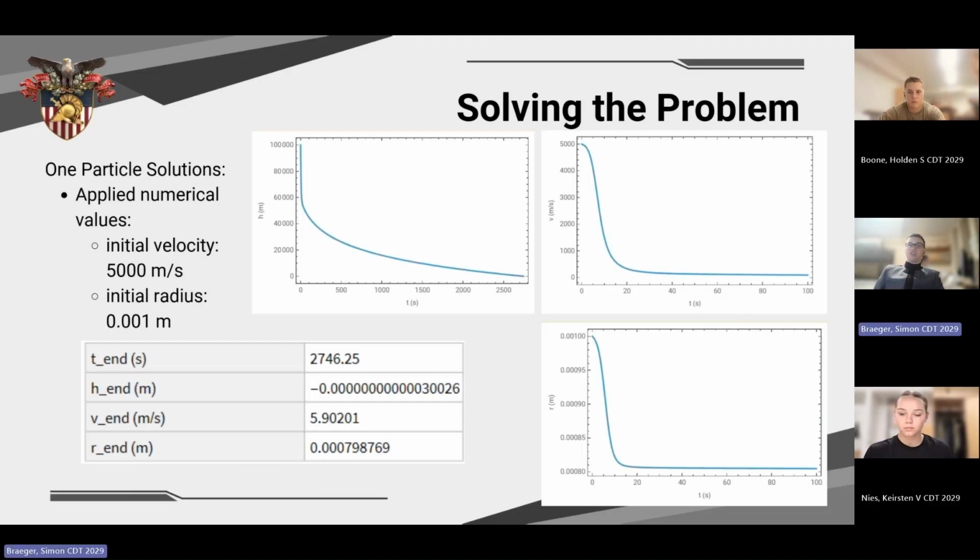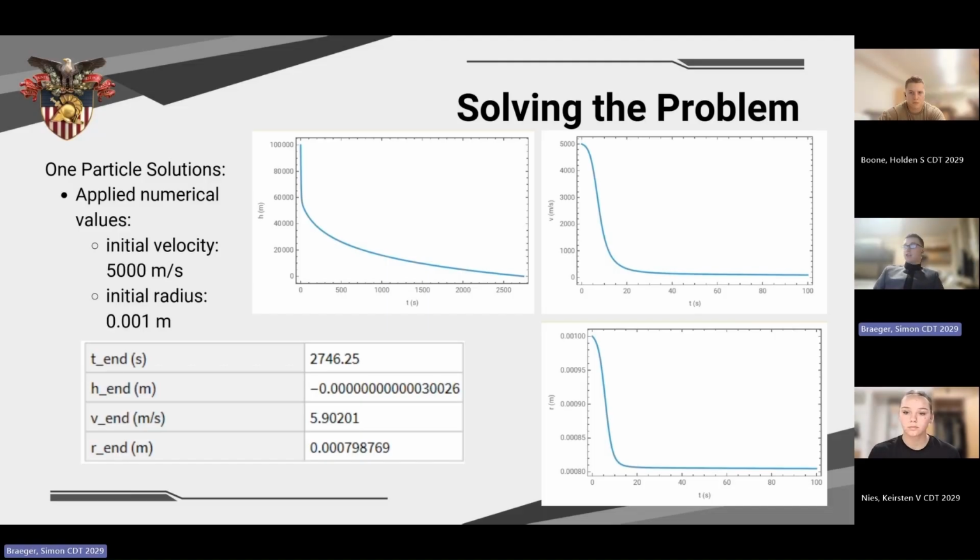Then it came time to actually solve the problem. To do this, we used Mathematica to create graphs and numbers on what actually happens to a single particle, firstly. For this example, we have an initial velocity of 5,000 meters per second, an initial radius of 0.01 meters, a pretty standard mid-range sort of value. For this, we're able to show the height as a function of time, the velocity as a function of time, and the radius as a function of time, all very, very valuable.